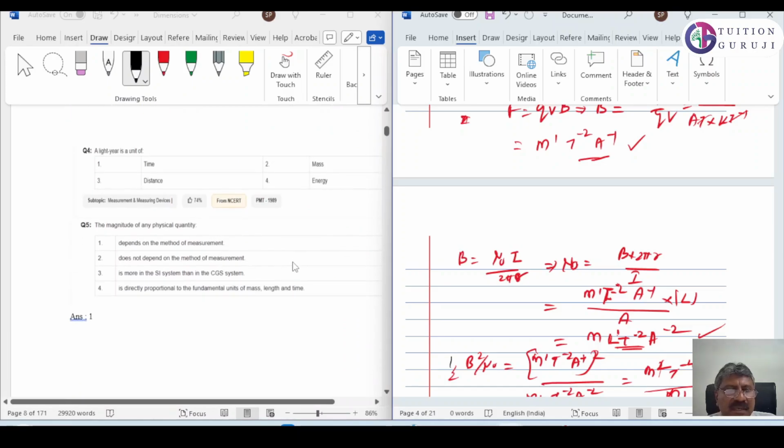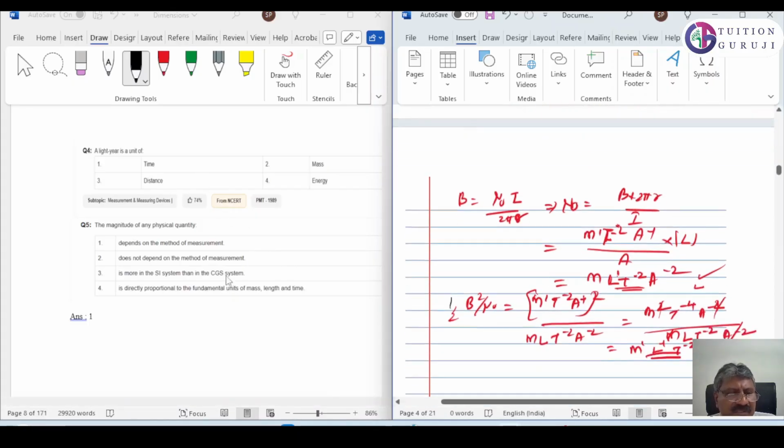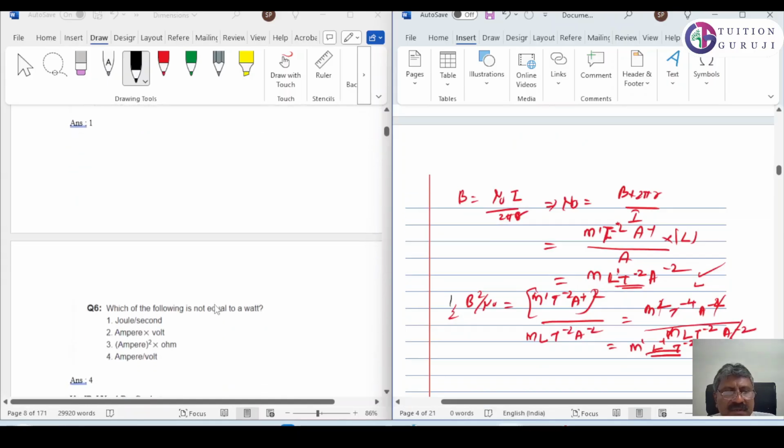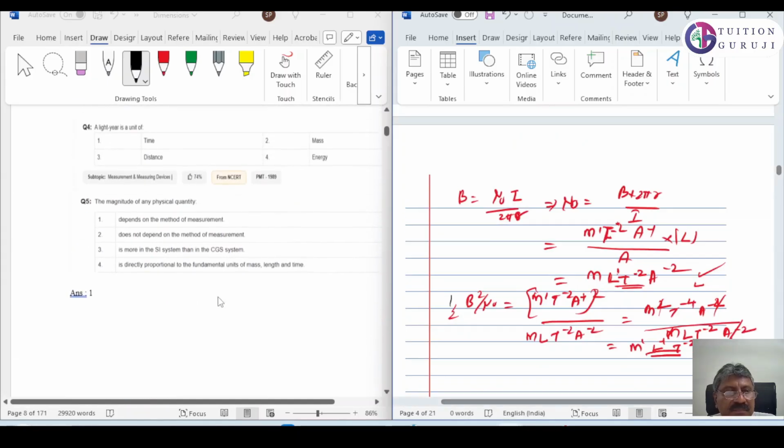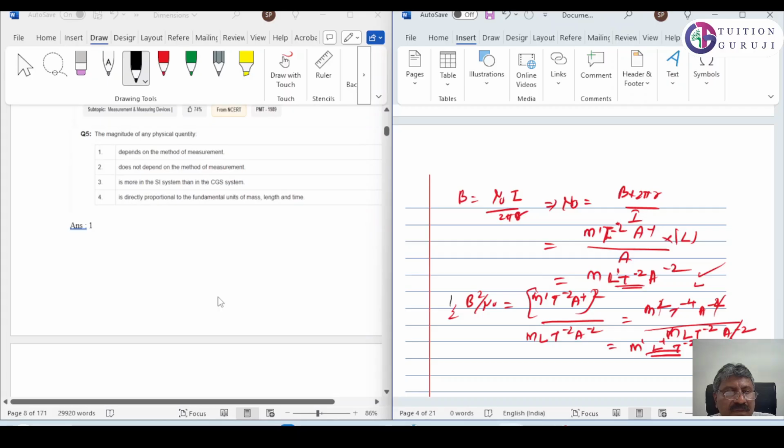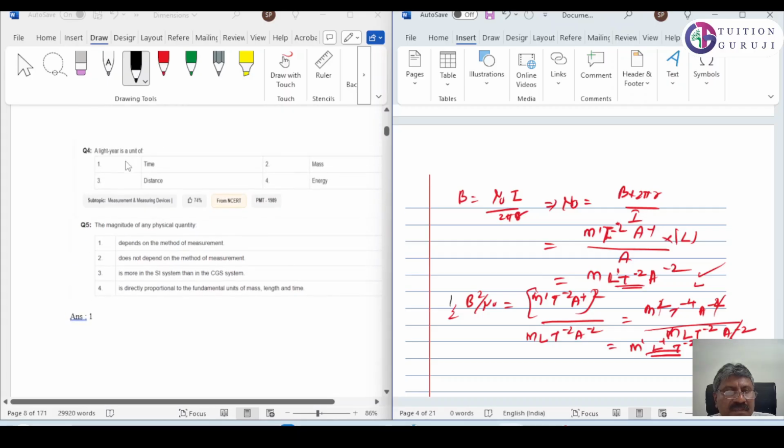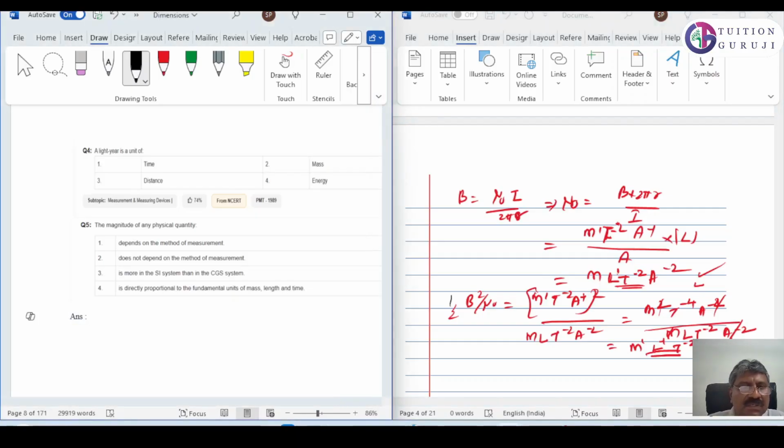The next question is, a light year is a unit of. Light year, we know that it is a unit of distance. Already we discussed this. The answer is option 3, distance.